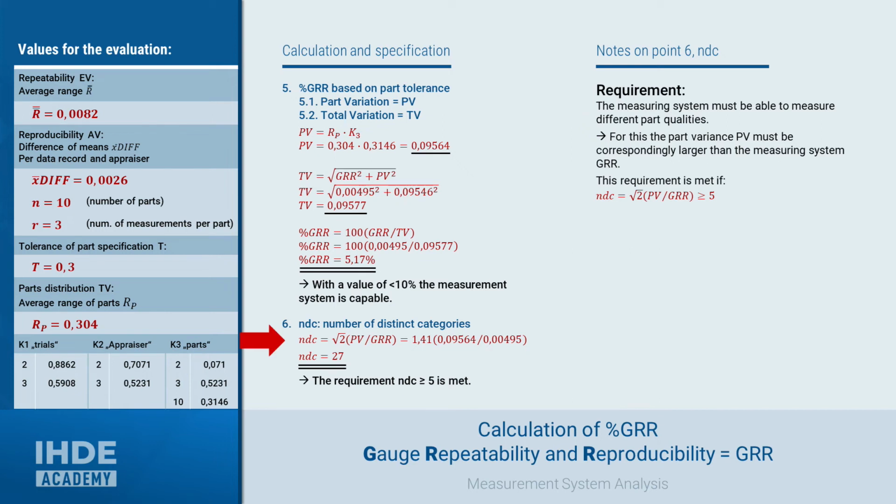This number stands for the number of different categories, that means part qualities, that can be distinguished. Abbreviated NDC for number of distinct categories. For our example, the result is a value of 27. The requirement is even more than fulfilled.